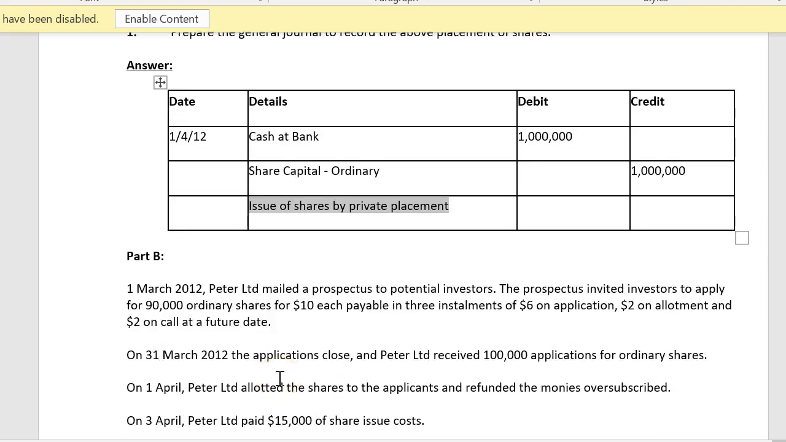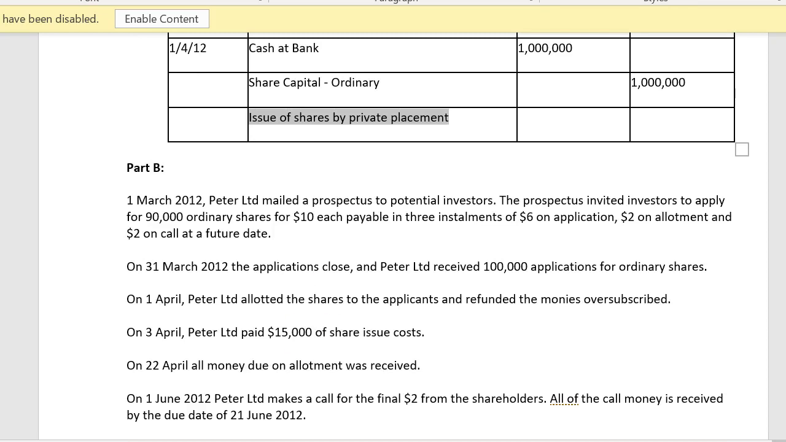Now part B, you're given a public share issue. Keep in mind, when it comes to a public share issue, shareholders don't have to pay the full amount upfront. They pay the share price in installment payments.